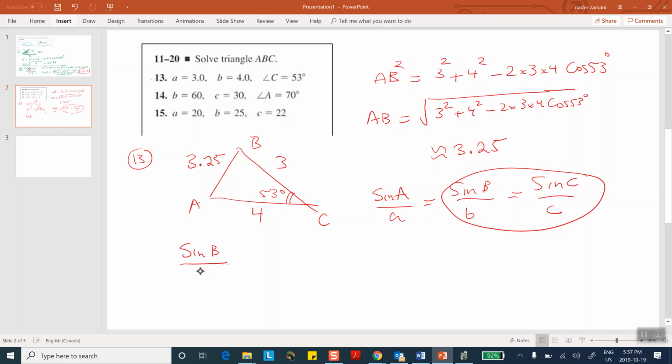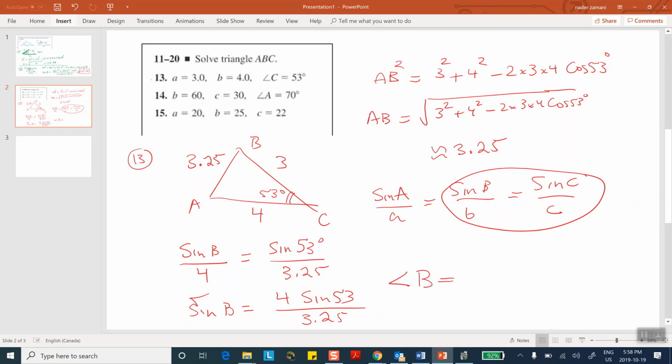Over length b, which is 4, equal to sine of C, that was given to us, sine of 53 degrees, and the side c is what we got, 3.25. So sine of B is equal to 4 sine of 53 over 3.25, or simply the angle B is equal to sine inverse of 4 times sine of 53 degrees divided by 3.25.